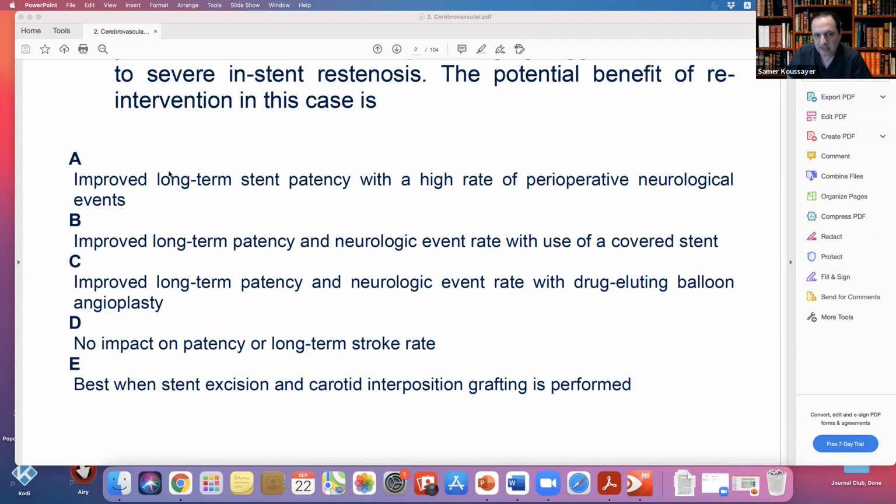The reason why they said that if you have a high-grade stenosis in a stent, leave them alone and treat them medically if the patient is asymptomatic, is because the study showed there's no impact on patency or long-term stroke. So this would be our answer. As I said, the problem with cerebrovascular is that it's all just data. It's not much to think about a case. So you just have to study and read it.